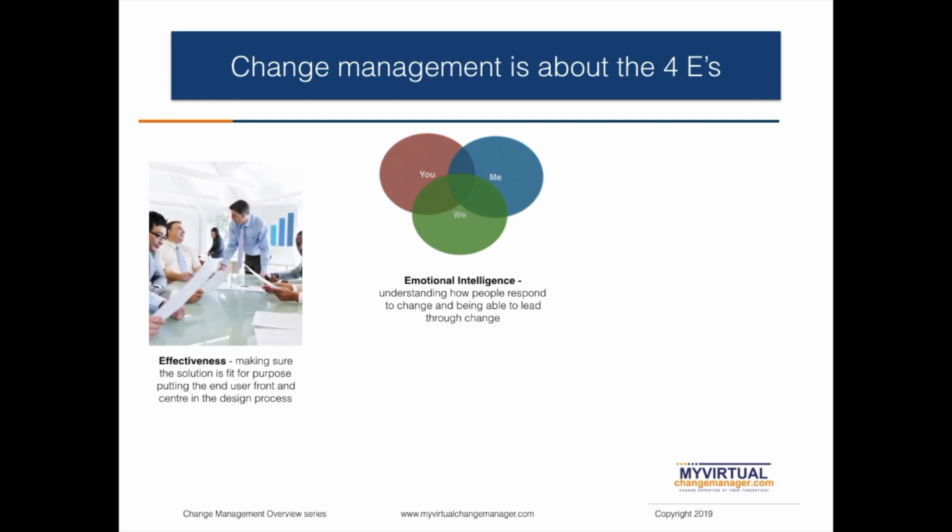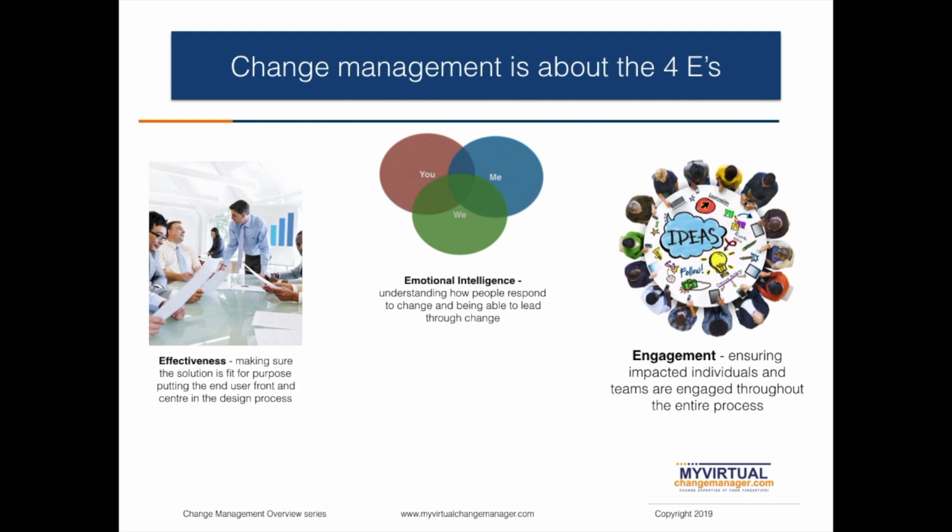The second is effectiveness, so making sure that the solution is fit for purpose by putting the end user up front in the design process. If you have the end user or client working on the solution, then it is easier for them to adopt because they've created the solution. And many times in projects, the end user gets engaged later in the process, and it is a time-wasting exercise. So change management and involvement of your key stakeholders has to happen up front for effectiveness.